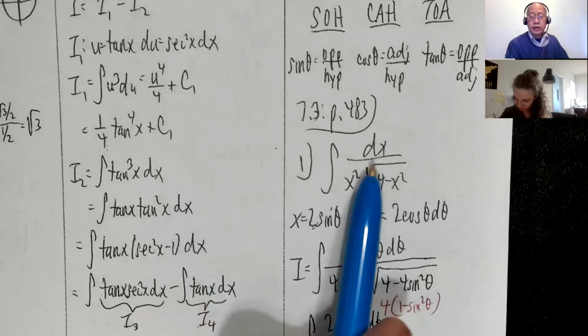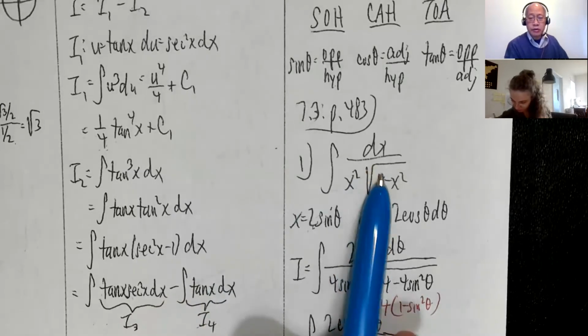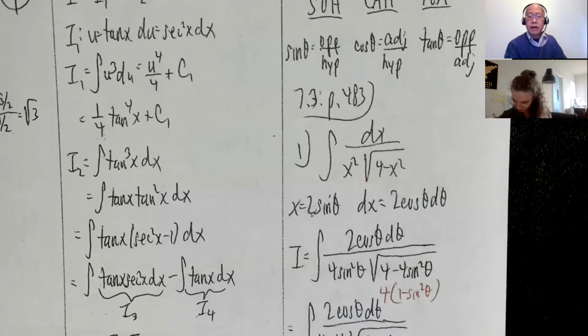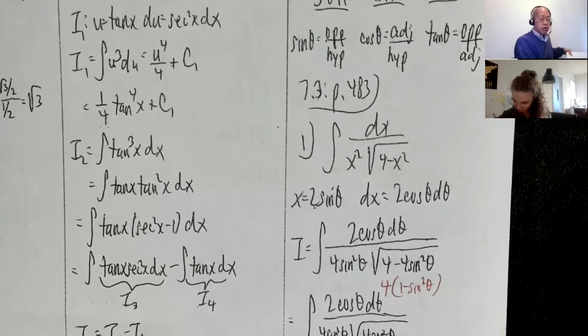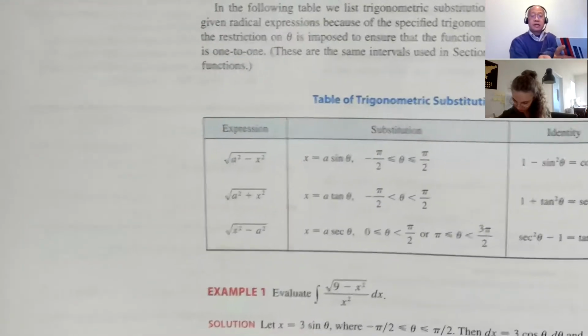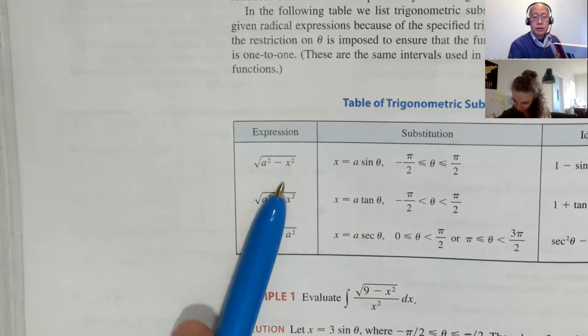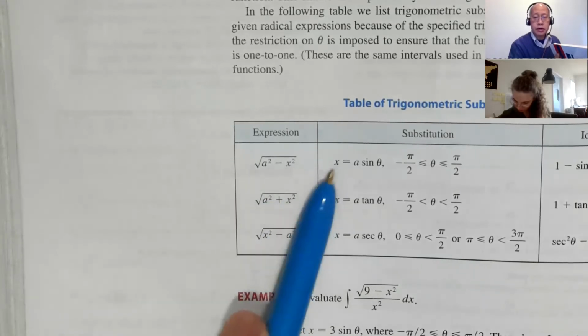Okay, so number 1, and you only generally look at the thing underneath the square root. You don't worry about the outside stuff so much. So number 1, 4 minus x squared. That's the first one, right? A squared minus x squared. So if a squared is 4, that means a is 2. So let x be 2 sine theta.